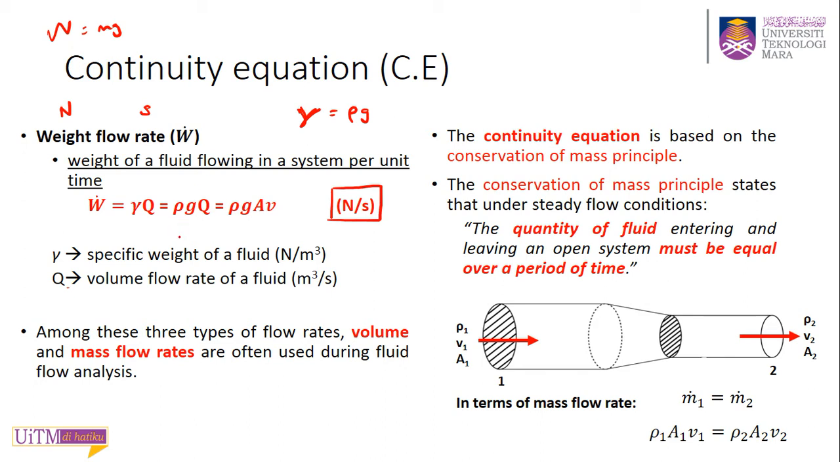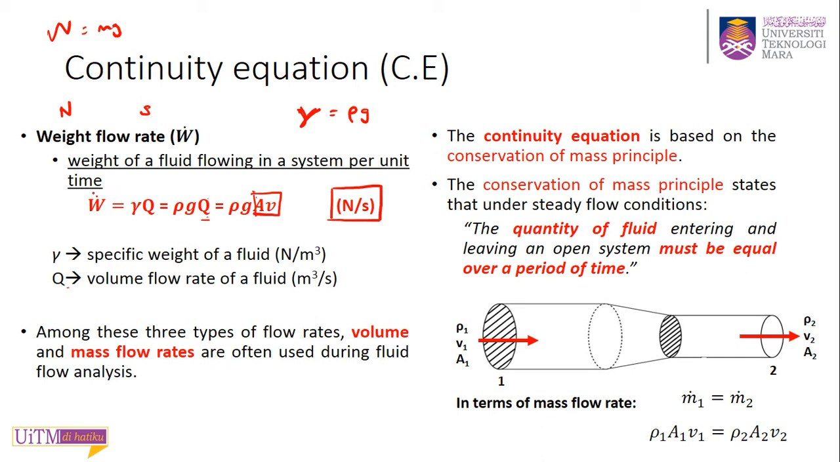So if they give you specific weight, you can use specific weight. But if they don't give you the specific weight, maybe they just give you the rho of the fluid, then you might use this term, rho g times Q. Or if they didn't give the Q, but they give the area and velocity, you can change the Q to AV, the area times velocity. So the equation can be rho g times A times V, to get the weight flow rate. It's just a change of this equation.